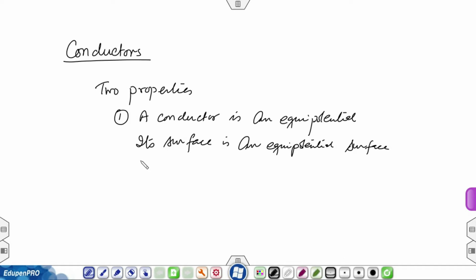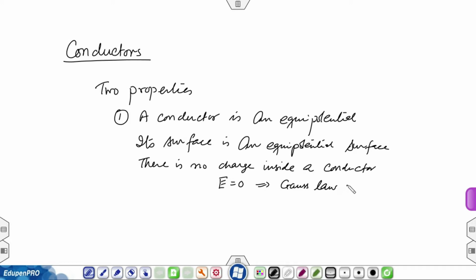Equivalently, there is no charge inside a conductor, and that follows from E being 0, and therefore, Gauss's law gives this, and all the charge is on the surface.